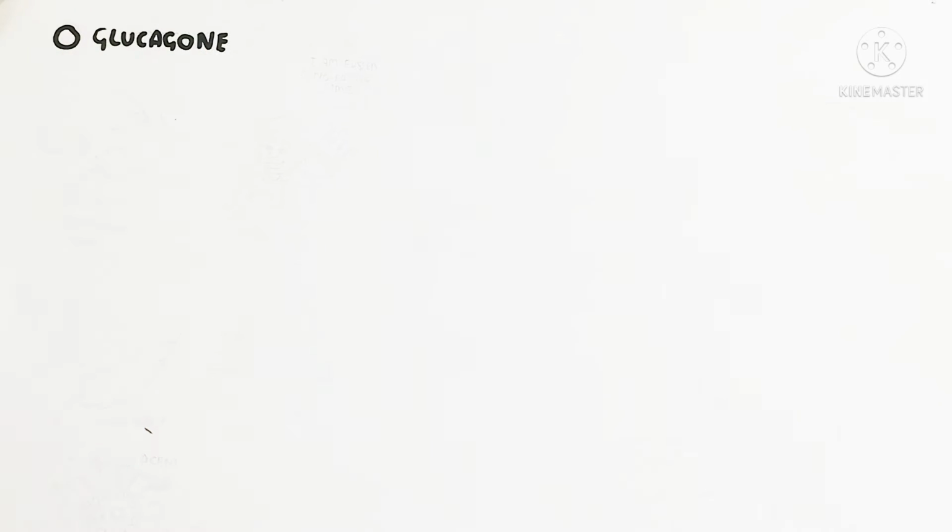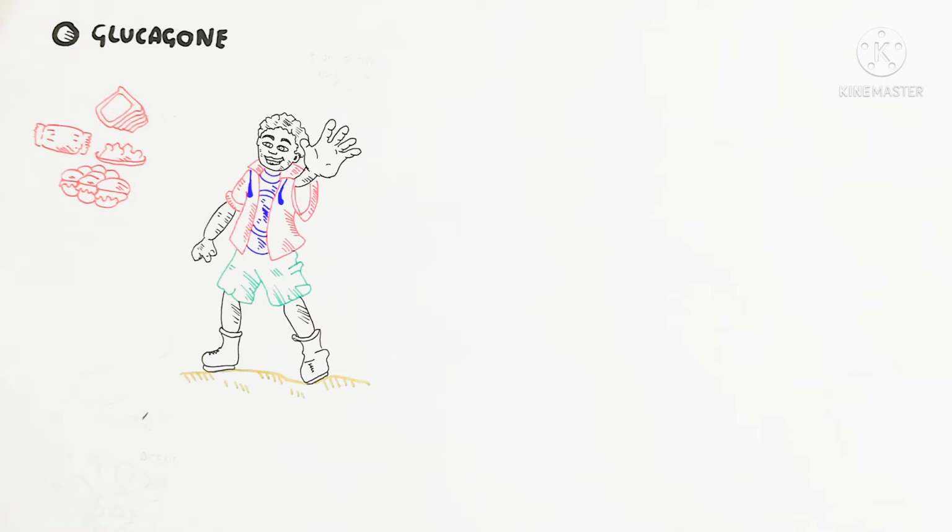Hello, in this video we will discuss glucagon. Glucagon is an endocrine hormone which is released from the pancreas. So we will discuss this.